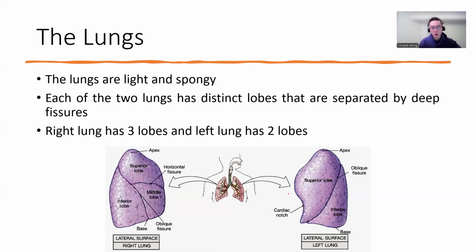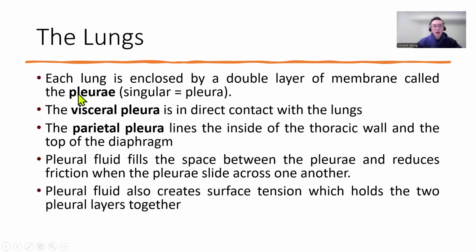And to make room for the heart on the left side, the left lung only has two lobes, the superior lobe and the inferior lobe, and there will only be one oblique fissure right here. Now, the lungs are pretty light and spongy because they have to be inflatable with air, right? To be able to expand as air comes in. So it's not a rigid structure. There has to be some flexibility associated with it. And as we will see in a moment, there are different factors that would affect the ability for air to flow into the lungs. We also talked about how the lungs are enclosed by a double layer membrane.